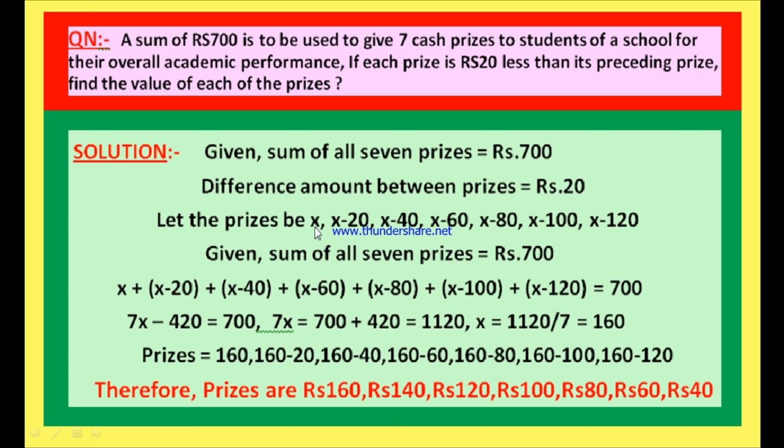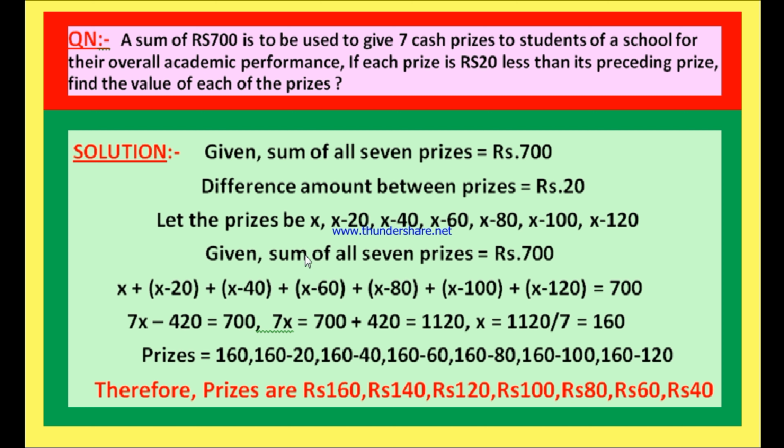Let the prizes be, one prize is x, then second is 20 rupees less than x, that is x minus 20. Third prize is again 20 rupees less than x minus 20, that is x minus 40, and the next prize is x minus 60, next is x minus 80, and the sixth prize is x minus 100, and the last 7th prize should be x minus 120.